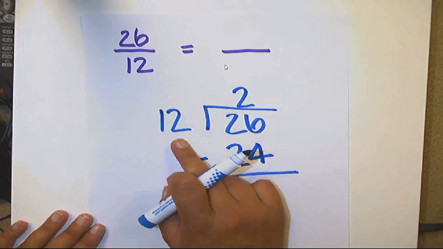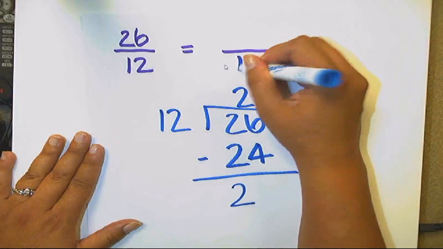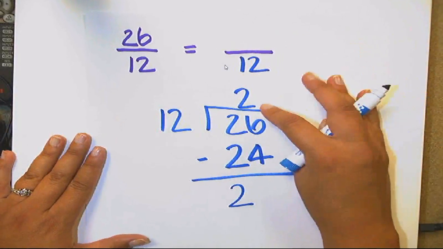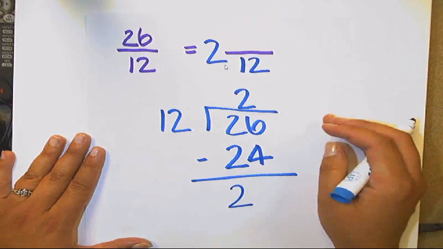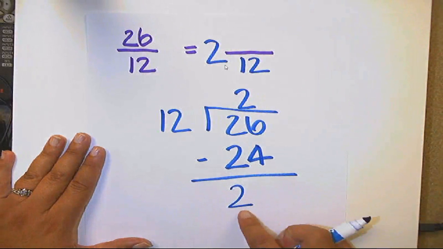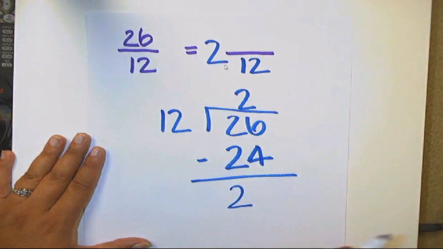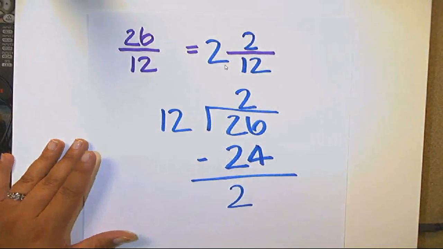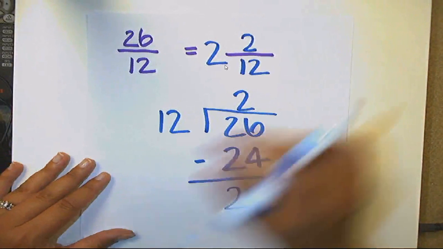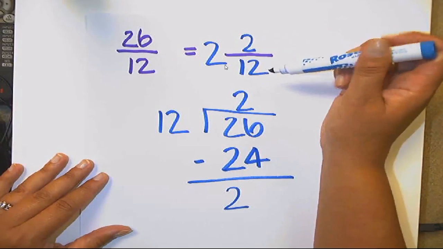So my denominator isn't going to change. It's going to be 12, so I can bring it up here. My whole number was 2. And this is my new numerator. This difference, the answer that I got down here, becomes my new numerator. So I'm going to bring it up here. Now, as you can tell here, my answer results in 2 and 2/12.